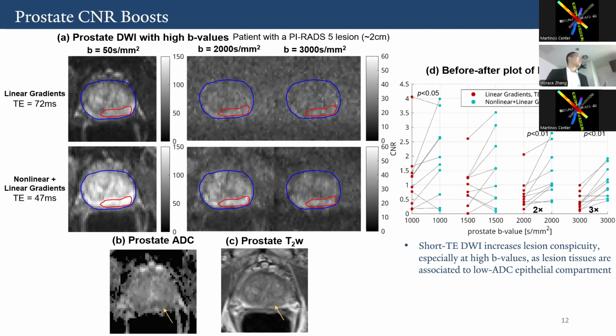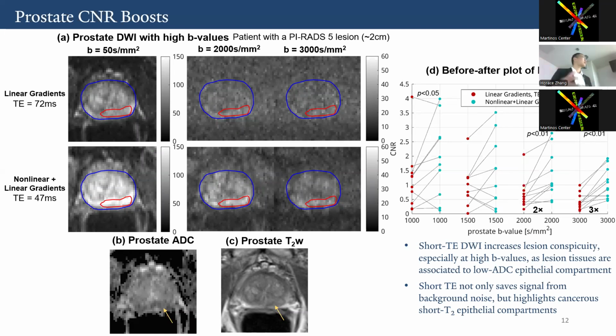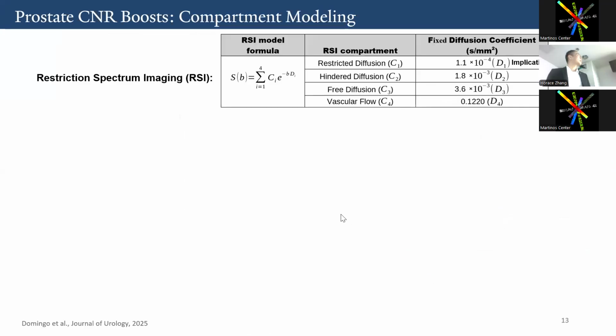And I would also like to emphasize that the short TE does not only save the signal from the background noise, but highlights the cancerous short T2 compartments. So to confirm that, we further look into the compartment model. This is the compartment model, restriction spectrum imaging, that we chose. It decomposes the diffusion-weighted signal into 4 compartments, from restricted diffusion, hindered diffusion, free diffusion, all the way to vascular flow. And their diffusion coefficients are predetermined. So we only need to fit the coefficients from C1 to C4.